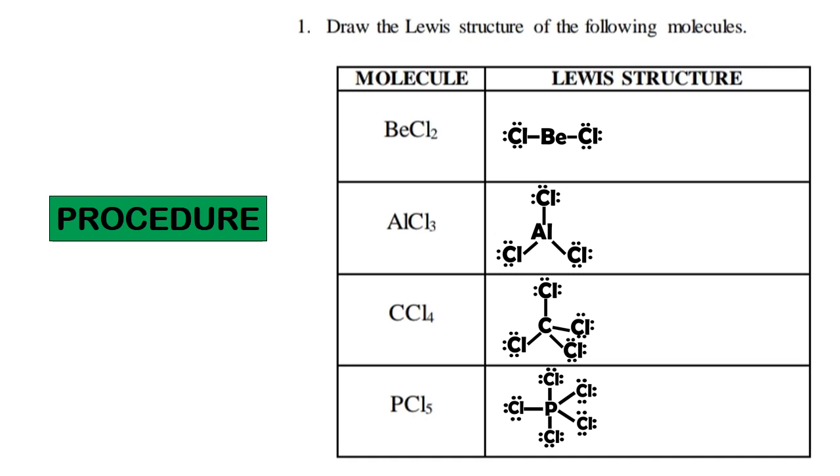Okay, so after you draw all the Lewis structures for the following molecules, based on the Lewis structure, we are going to apply the VSEPR theory and predict the molecular geometry. There are 5 basic molecular geometries, which are linear, trigonal planar, tetrahedral, trigonal bipyramidal, and also octahedral.